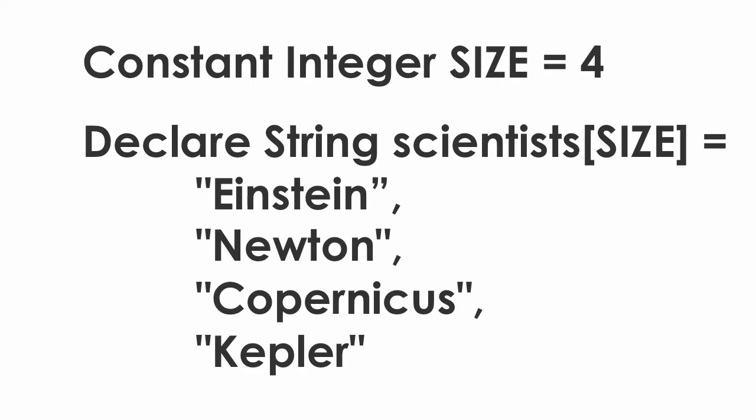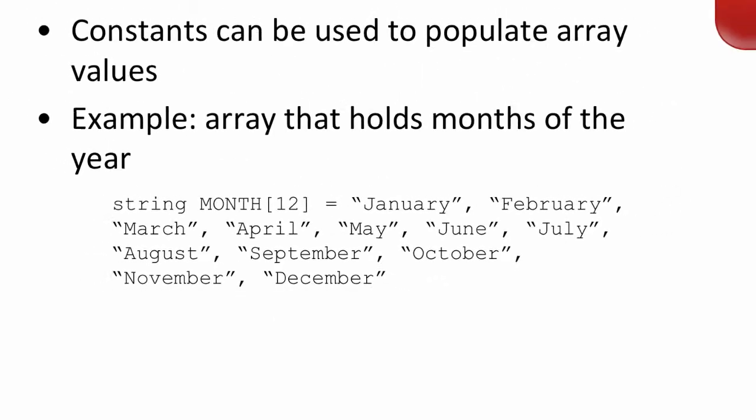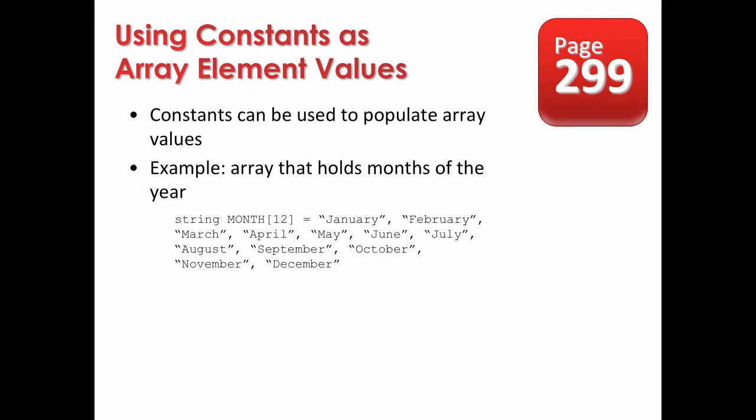Then we're going to declare a string array named scientists, and we're going to make it the size of our size variable, which is 4. And then we're going to populate it with Einstein, Newton, Copernicus, and Kepler. You can use constants in the array element values.